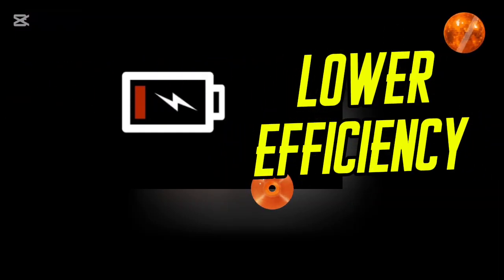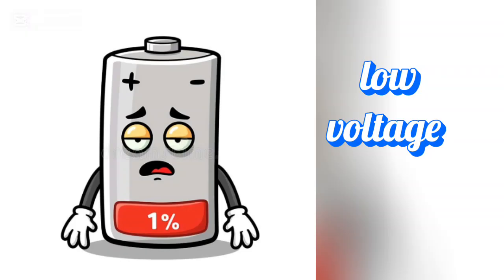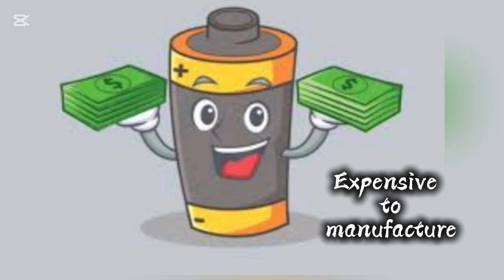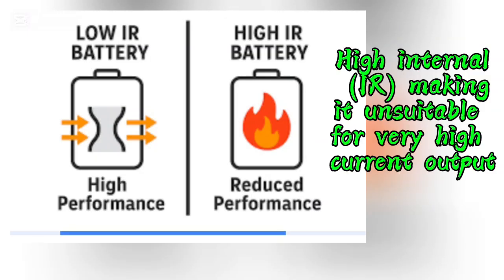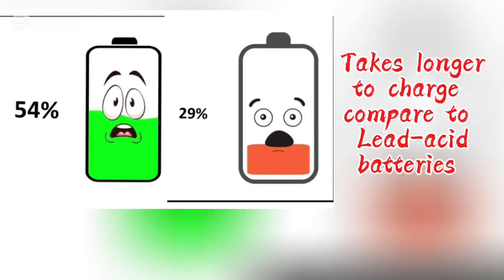Disadvantages. 1. Lower efficiency, about 60 to 70%. 2. Low voltage per cell compared to lead acid cells. 3. Expensive to manufacture. 4. High internal resistance, making it unsuitable for very high current output. 5. Takes longer to charge compared to lead acid batteries.